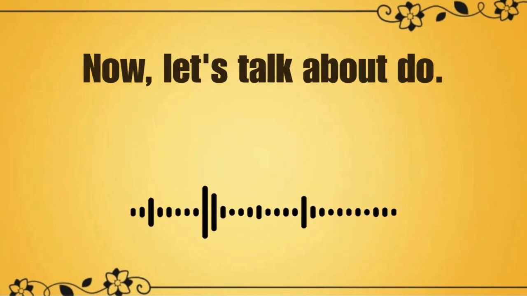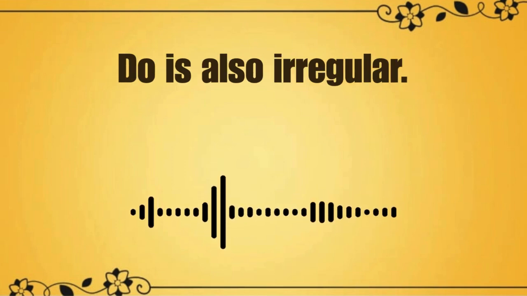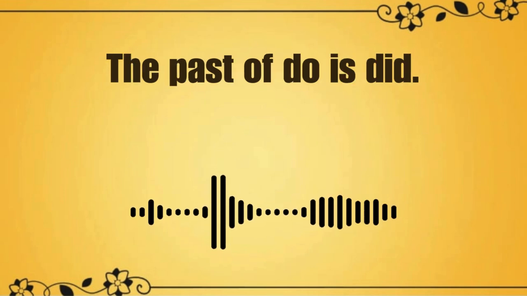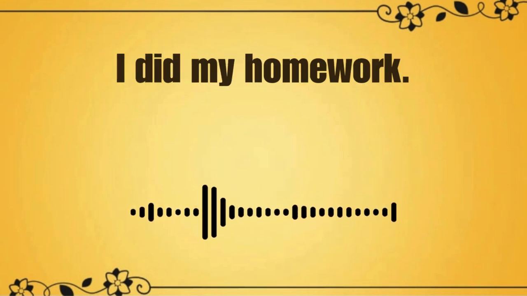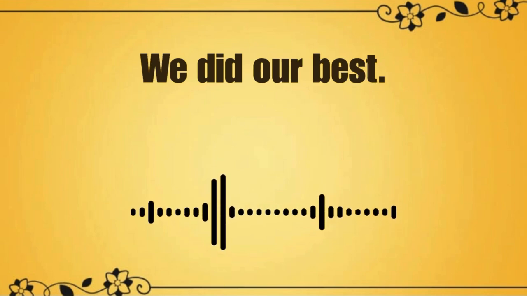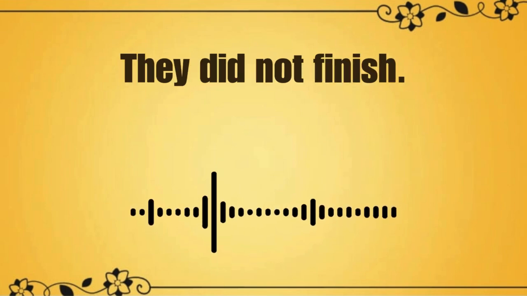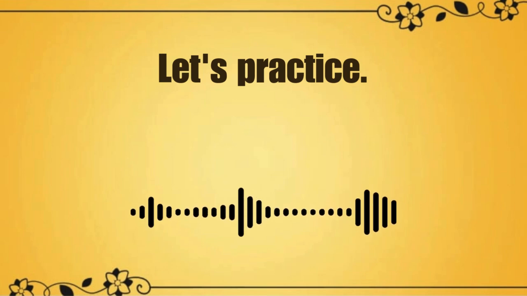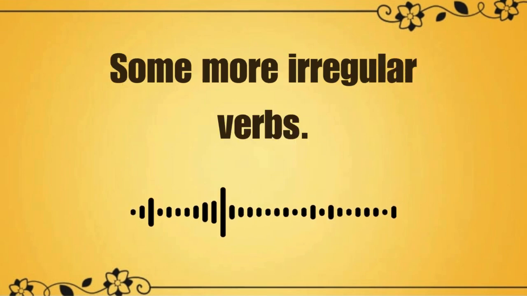Now, let's talk about do. Do is also irregular. The past of do is did. I did my homework. You did a good job. He did the work. We did our best. They did not finish. Let's practice some more irregular verbs.